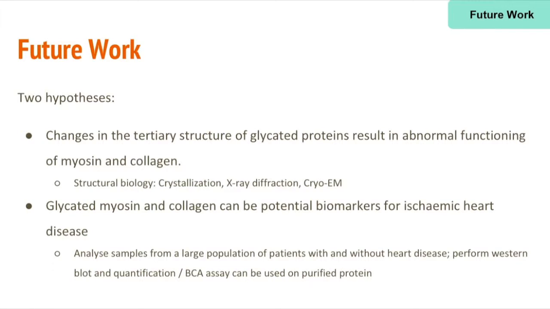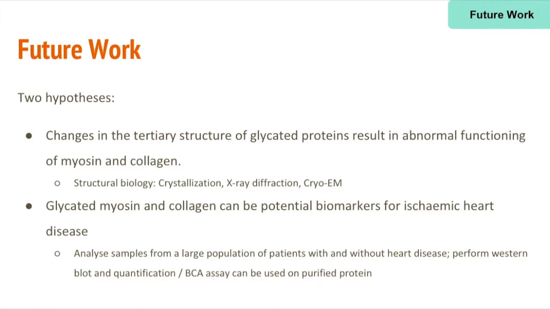From this experiment, there are two hypotheses that can be investigated in the future. Firstly, we can find out whether there are any changes in the tertiary structure of glycated proteins, such as myosin and collagen, which result in their abnormal functioning. In order to do so, we can employ techniques and methods from structural biology, such as purification and crystallization of the protein, and performing X-ray diffraction or cryo-electron microscopy.